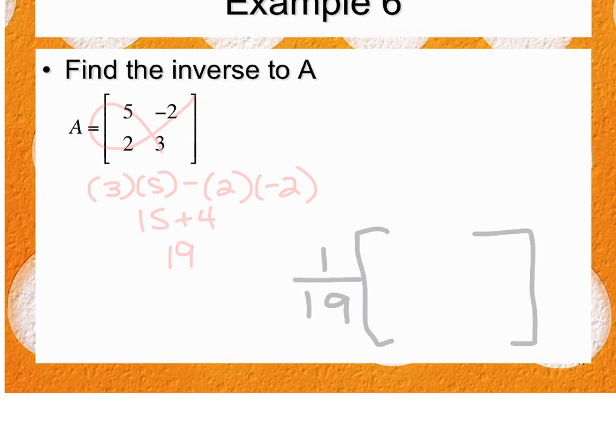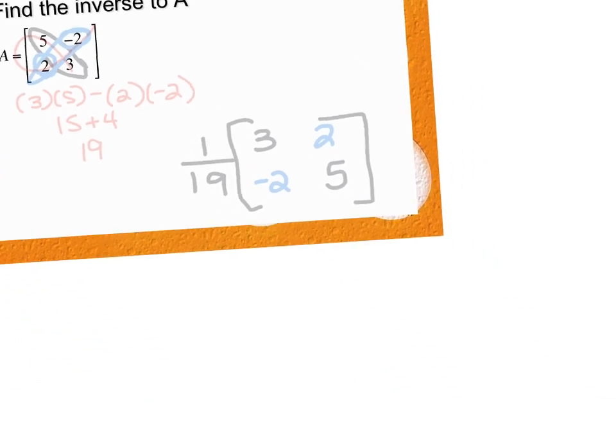And on the inside, I switch A and D, or the left diagonal. So this is the 3 and this is the 5. And on the right diagonal, I change the sign. So be careful, because changing the signs and switching this time is the same thing. It won't always be that way. So instead of it being a negative 2, I change it to a positive 2. Instead of it being a positive 2, I change it to a negative 2. And then I distribute that 19 in. So I get 3 over 19, 2 over 19, negative 2 over 19, and 5 over 19.